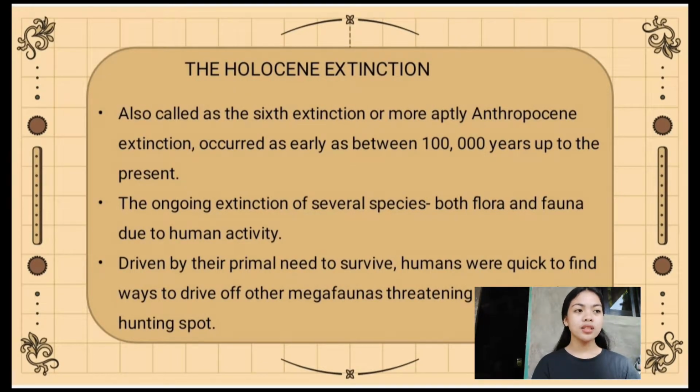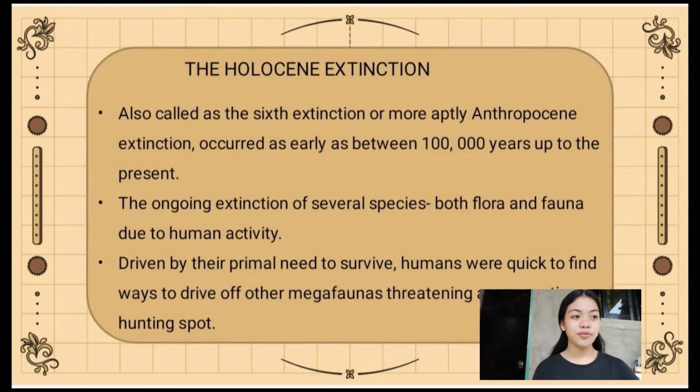So, the Holocene extinction. What is the Holocene extinction? It is also called the sixth extinction, or more aptly the Anthropocene extinction, which occurred as early as 100,000 years ago up to the present. This is the ongoing extinction of several species, both flora and fauna, due to human activity. When we say flora, it is plants. Then fauna is animals. Driven by their primal need to survive, humans were quick to find ways to drive off other megafauna threatening a prospective hunting spot.